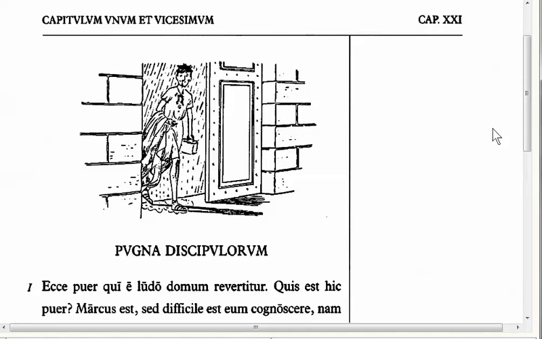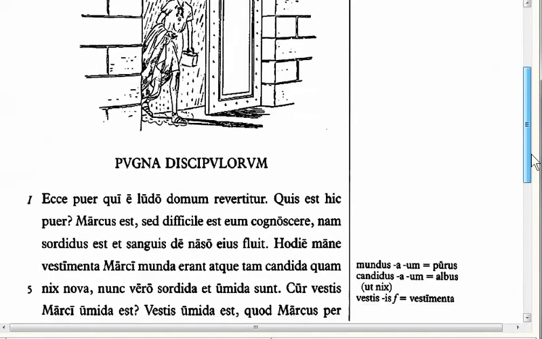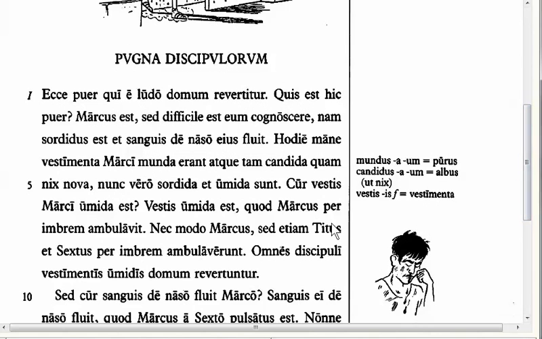So if you'll go with me to line 7. We see here, starting at line 6, Vestis humida est, quod Marcus per imbrem ambulavit. His clothing is wet because Marcus walked through the rain. Ambulavit is a new tense.